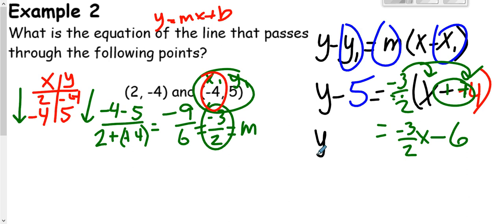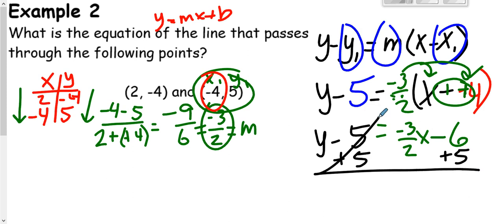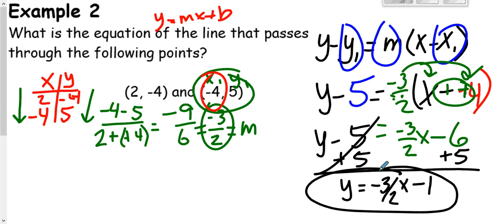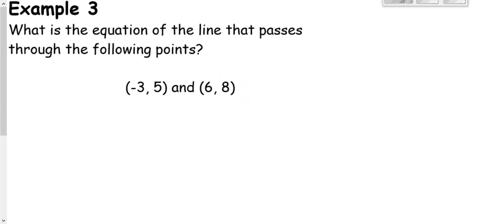I can bring down the y minus 5, and then the last step I have is to add 5 to both sides. So I get y equals negative 3 over 2x minus 1. Does that say y equals mx plus b? It does, so that's our answer. Why don't you try this one?